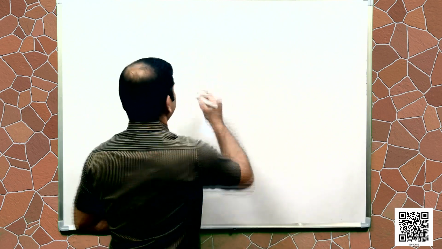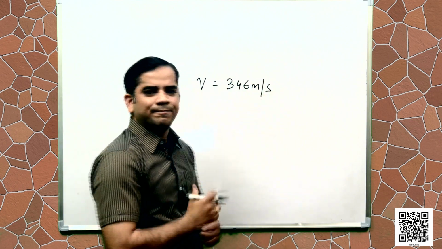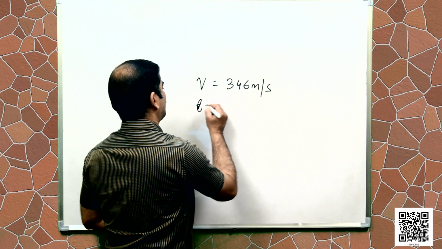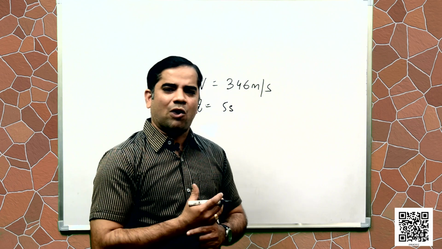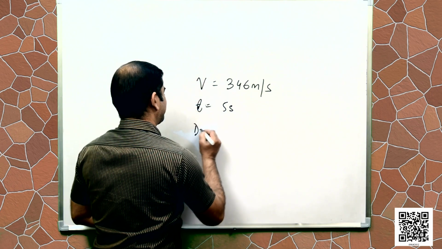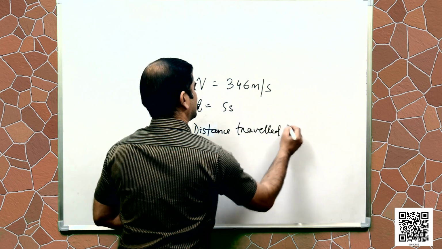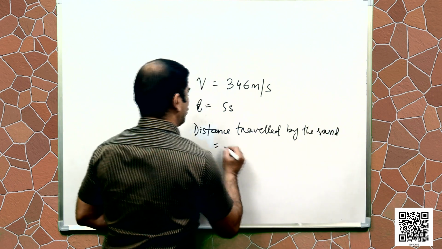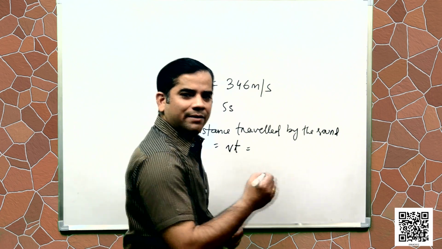What is given? It is given speed of sound, that is 346 meter per second. What else? Time taken for hearing the echo. So, t is equal to 5 seconds. Distance travelled by the sound is equal to vt, or it is 346 into 5.